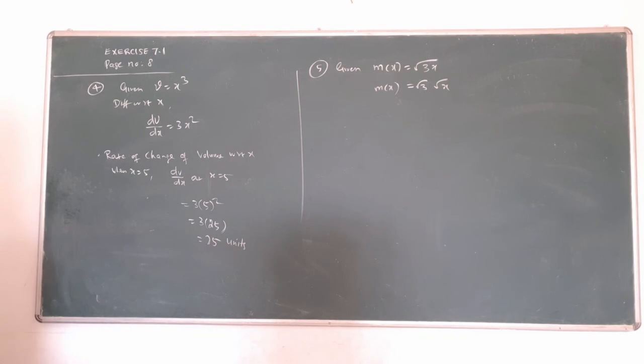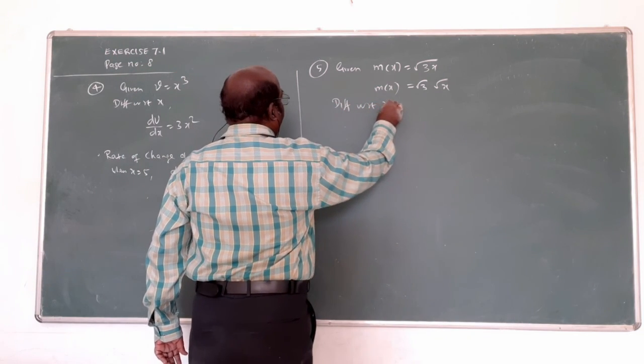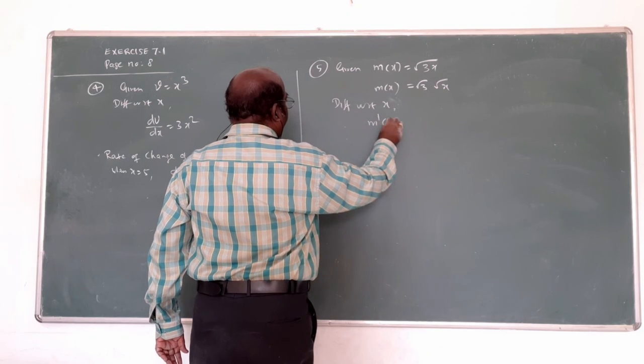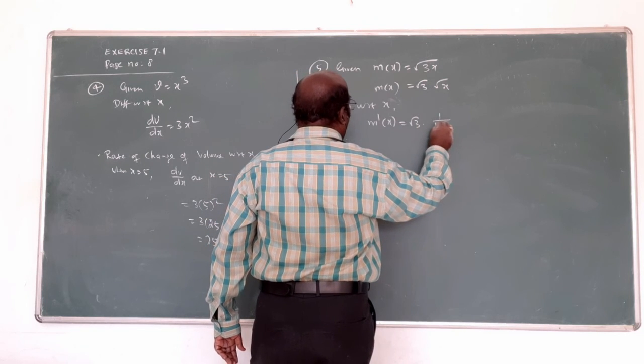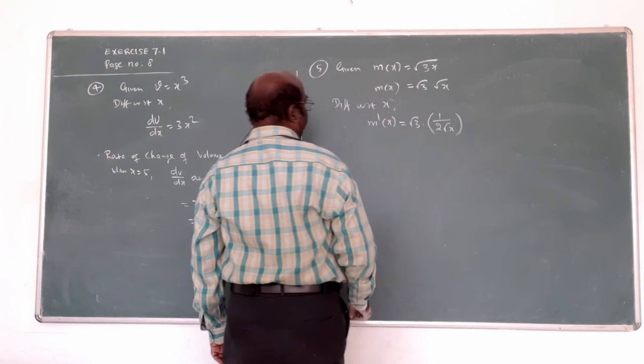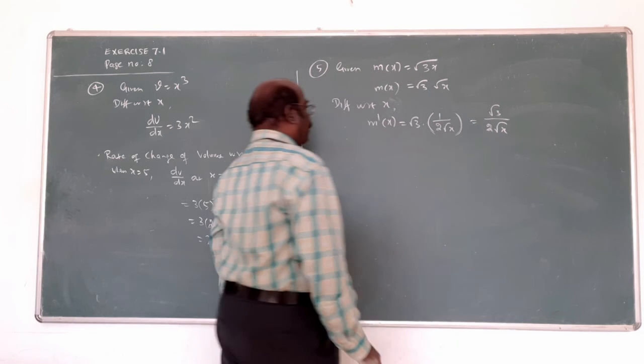The next one is given m of x equal to root of 3x. This can be written as root 3 into root x. Here what is asked? Here also the rate of change of mass with respect to length x, at x equal to 3 and 27. Again differentiate with respect to x. M dash of x is equal to root 3, which is constant, times the derivative of root x, which is 1 by 2 root x. So root 3 divided by 2 times root of x is the m dash of x.